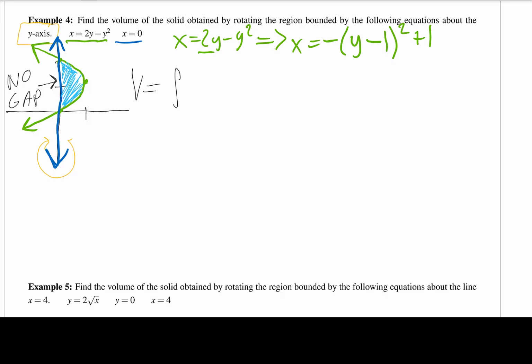Okay, so since it's a dy integral, it should go from lowest to highest y value. So it's going to be from 0 to 2, of pi times r squared. Okay, so we need to figure out what r is.